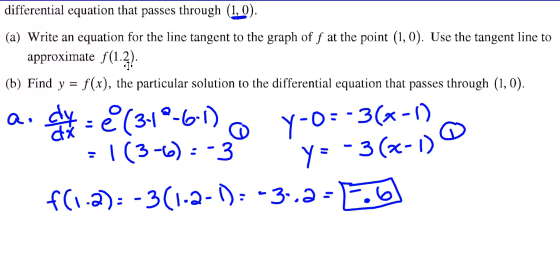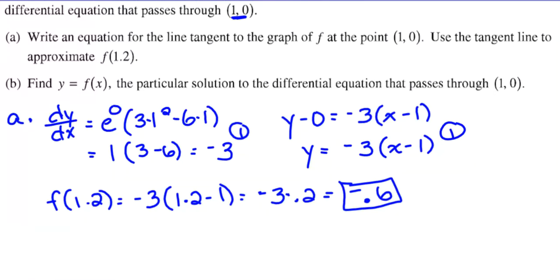So they're always going to ask you to approximate at a value close to the point that's on the function. So your approximation, in this case, your y value of your approximation should be close to the y value as well. Not super close. Sometimes it's closer than others, but it should be in the ballpark, okay? You shouldn't get negative 6. All right, that would be a huge jump for that little bitty change.